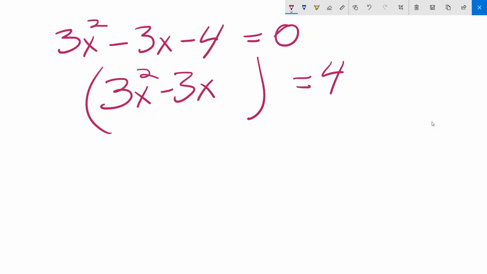You can pull out a 3. I can factor out a 3. Oh, can you pull out a 3x? No, you don't want to do that. You just want to pull out a 3. In other words, remember, my goal is to still complete the square inside the parentheses. So I don't want to pull out a 3x. You could, but I don't want to do it. Now complete the square inside the parentheses.